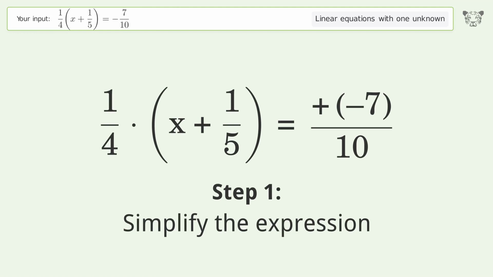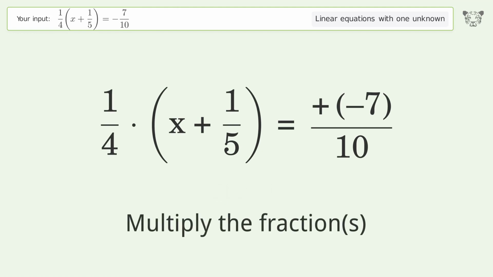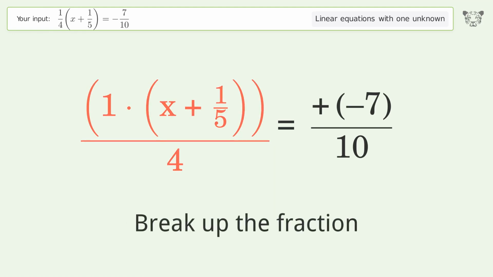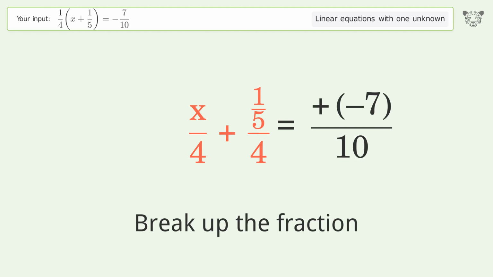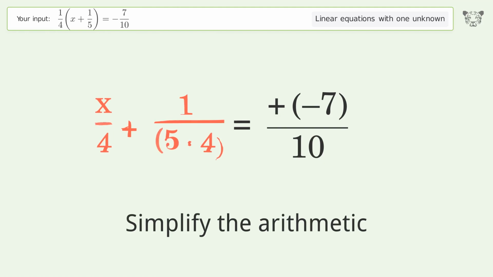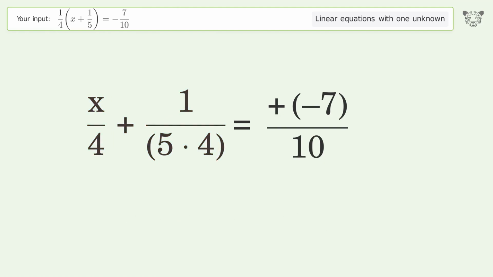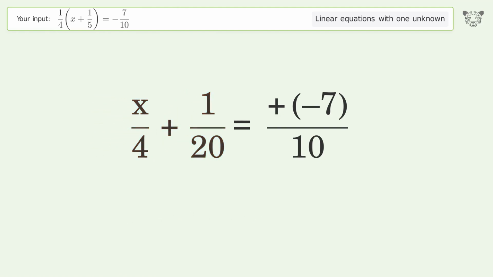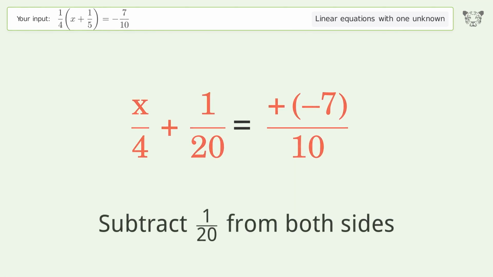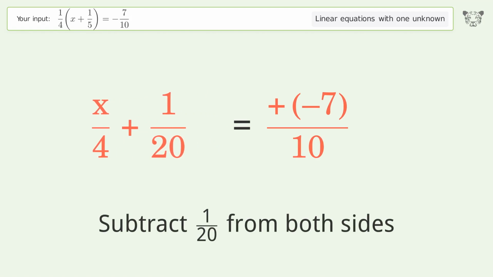Simplify the expression. Multiply the fractions. Break up the fraction. Simplify the arithmetic. Group all constants on the right side of the equation. Subtract 1/20 from both sides.